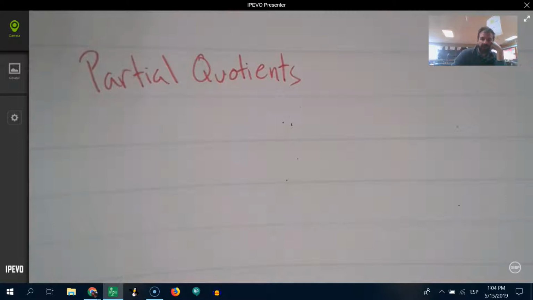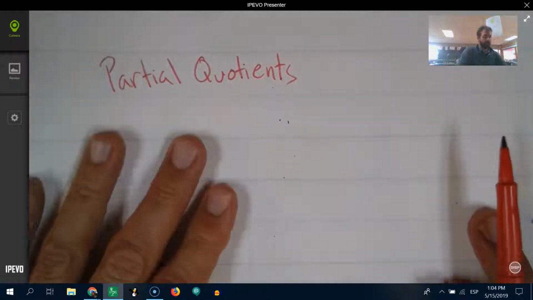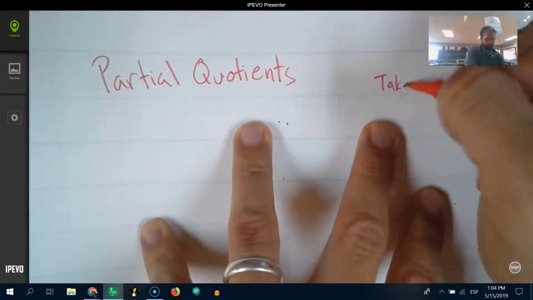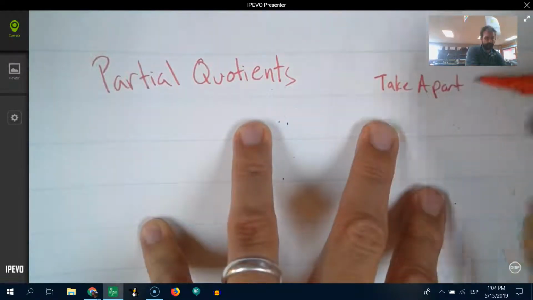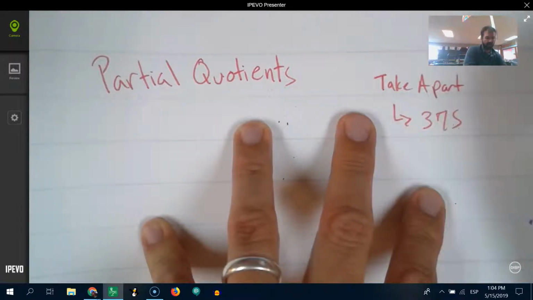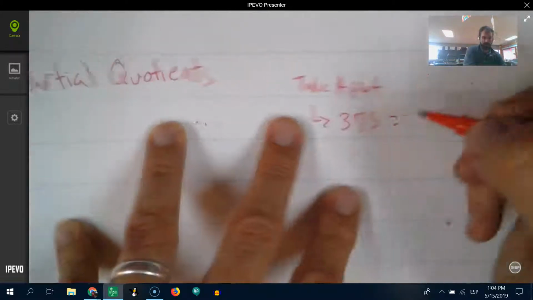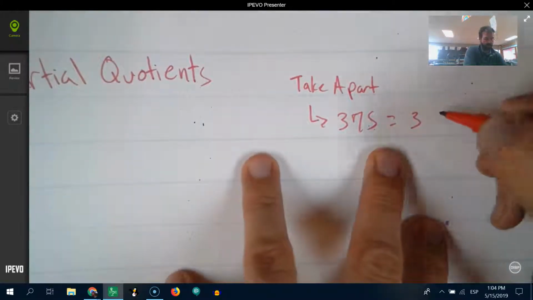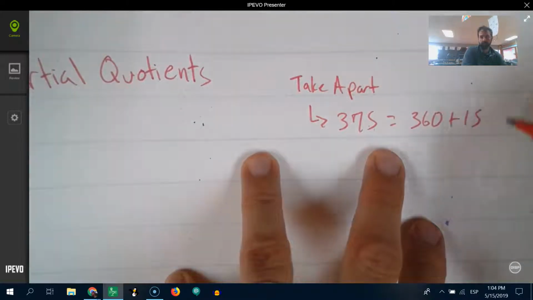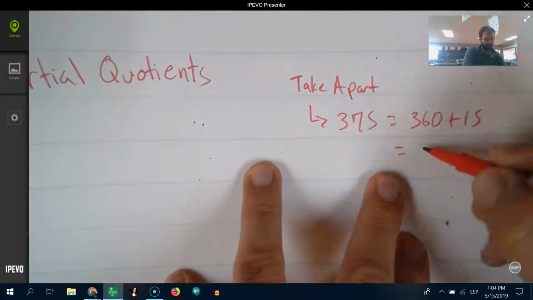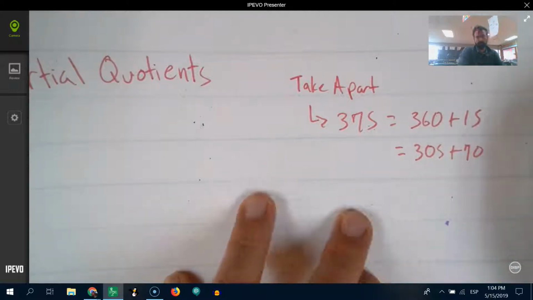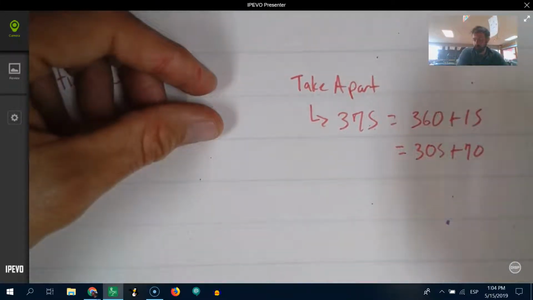So what is some knowledge that you're going to need to come into this with? You need to be able to take apart numbers. What do I mean by that? Well, you need to know that 375 can be written as 360 plus 15. It can be written as 305 plus 70.